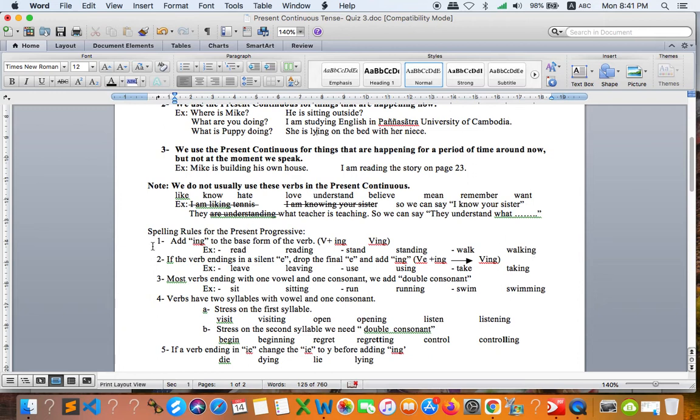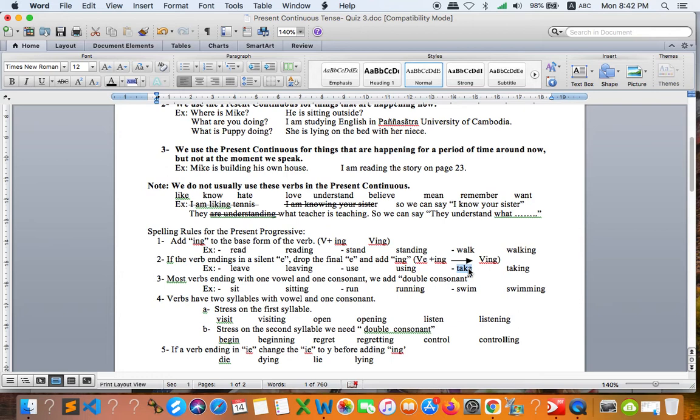But look at number 2. If the verb ends in a silent e, drop the final e, or omit e, and add ing. It's like a verb with e: you have to drop e and just add ing. For example, leave. We have e right here, so it should be leaving. Use, we have e at the end, so it is using. Take, taking, so you have to omit or drop the e at the end.